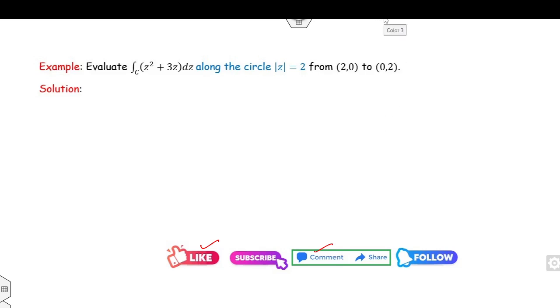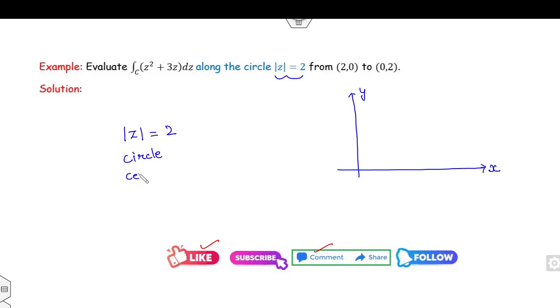Okay, now look at the third example. Firstly, you have to draw the graph. Fine, this is the equation, this is the curve in x and y. What is the meaning of |z| equal to 2? That means this is the equation of the circle whose center is 0 and radius is 2. Always remember, you can compare the equation with |z − a| = r. This r is known as the radius and this a is called the center of the circle.